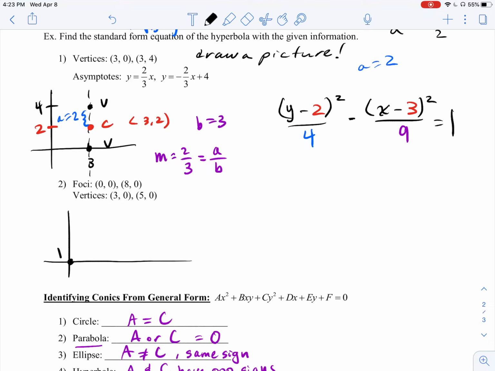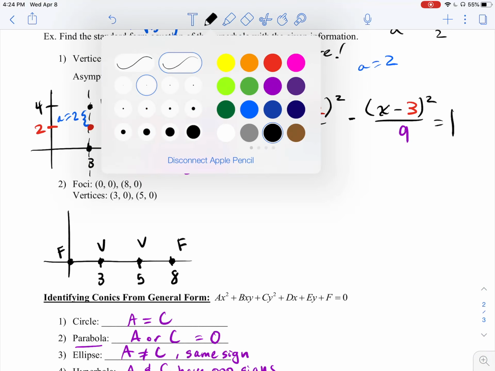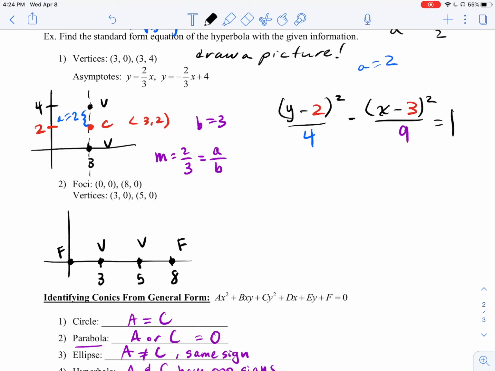So first off, I've got 0, 0 is one focus, 8, 0 is my second focus, and my two vertices. I've got one vertex at 3, 0, and my other vertex at 5, 0. Again, I don't really care too much about this, I'm just plotting these points. So I've got these points here. So hopefully you've had an opportunity to think about what this means. If I've got two vertices there, first off, I know that my axis is going to be horizontal. So in this case, my x term is positive.